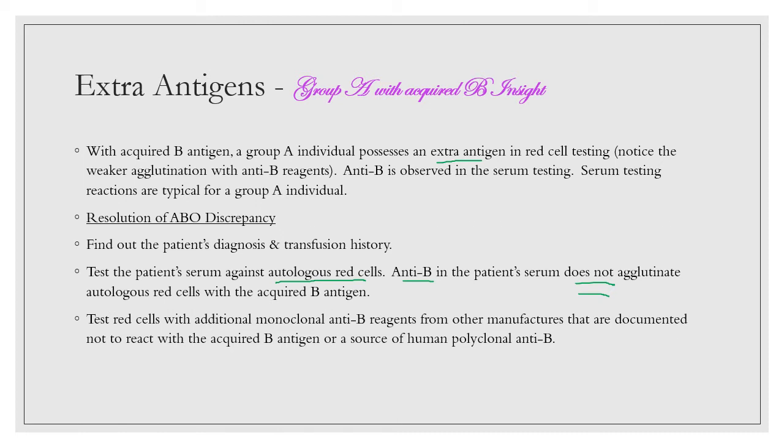Test the red cells with additional monoclonal anti-B reagents. So you get a different manufacturer and you test with their reagents, and then document it not to react with the acquired B antigen. Patients should receive units of group A red cells for transfusion. So you're still going to give them A blood. Okay.